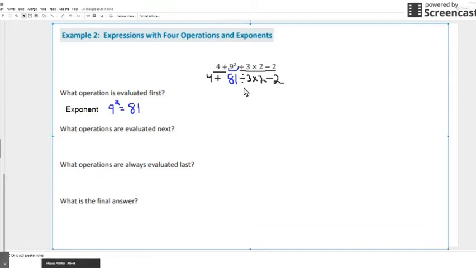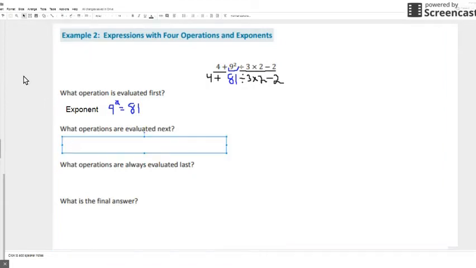Well, now with our new expression, we forget about this top expression. Now we have 4 plus 81 divided by 3 times 2 minus 2. Well, now what operation is next? Well, if we remember, we have a few operations. We have multiplication and division. Well, we have division here. We have 81 divided by 3 and then times 2. Well, which one comes first? Well, remember, we must go left to right.